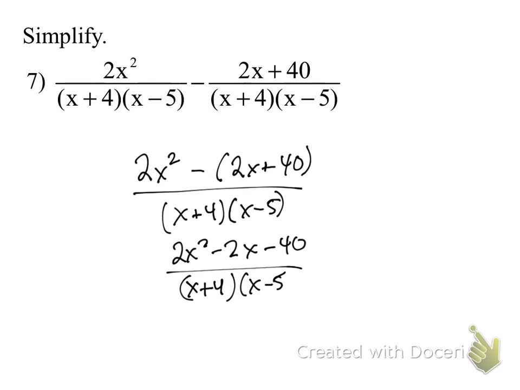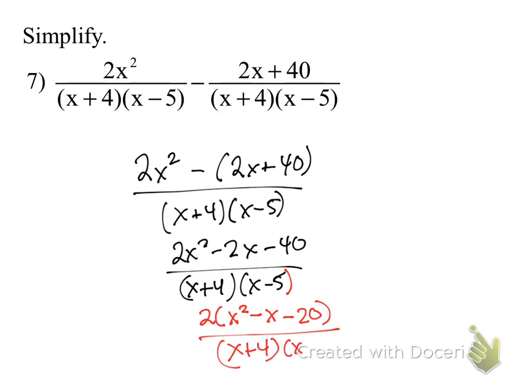Then I go to, what? No, it's a GCF. You forget the first step. You got to get there. GCF. Okay, GCF is 2 times the quantity of x squared minus x minus 20 all over x plus 4 times x minus 5.